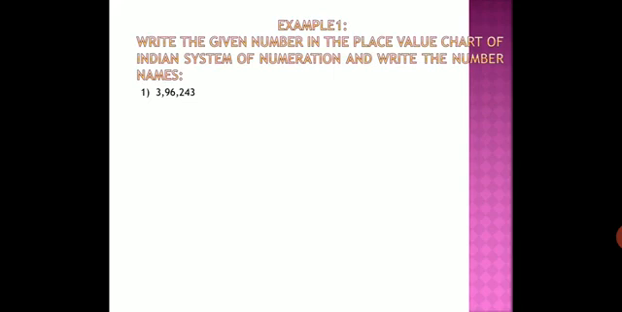So first you can see a number is given there. Try to read along with me. The number is 3,96,243. So totally, first thing we are going to do is count how many digits are there in it. So totally the question is a 6-digit number.